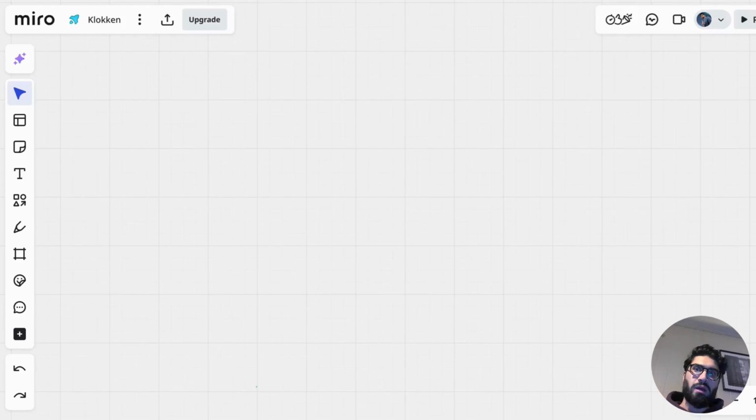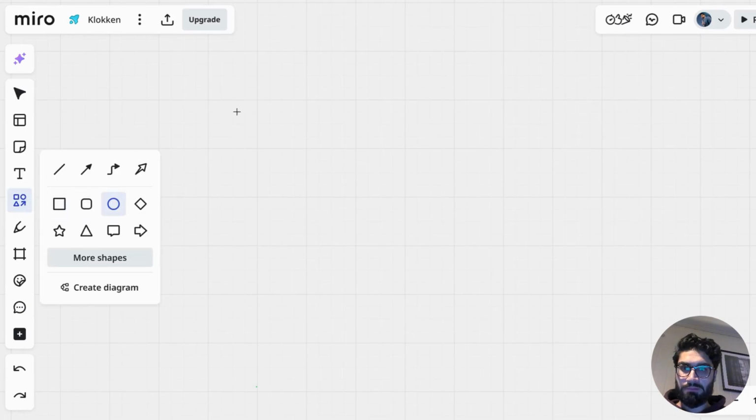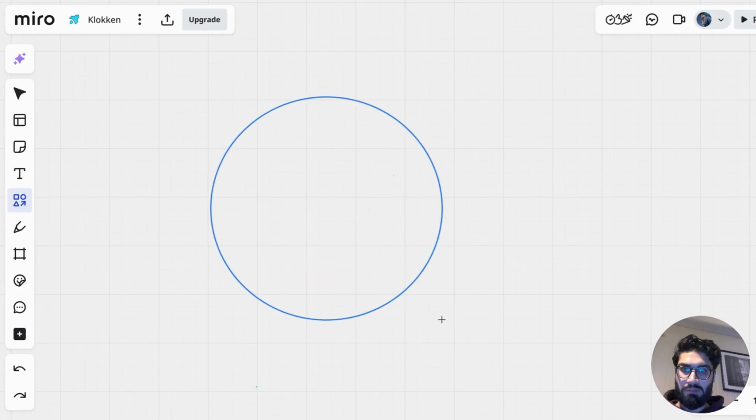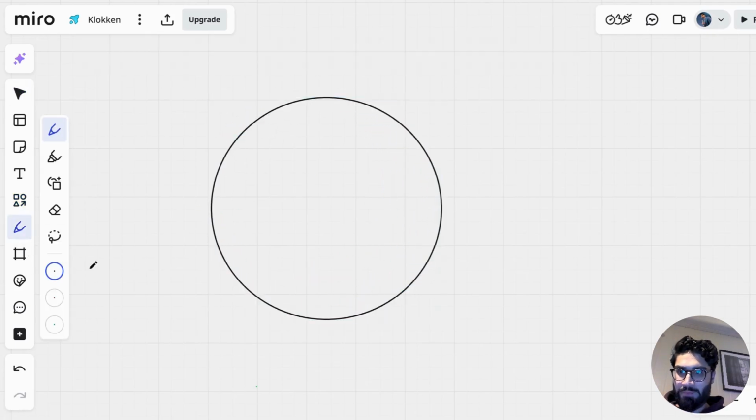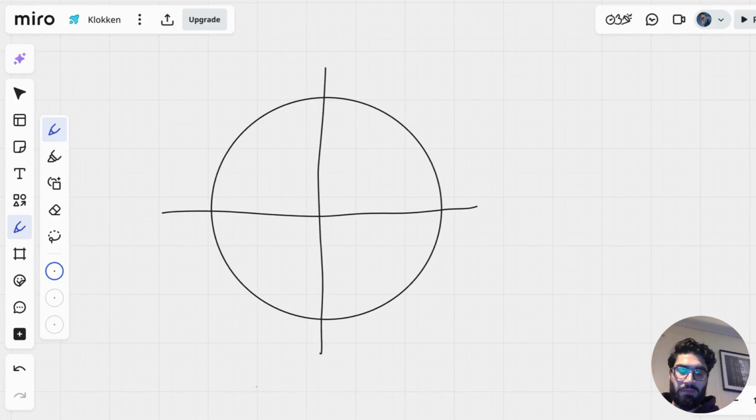So today we are going to go through klokken, the clock, in Norwegian and how to say it in a very simple way. So let's start. This shall be okay. And then we can have four parts of the clock.